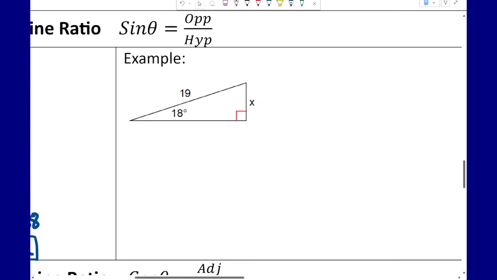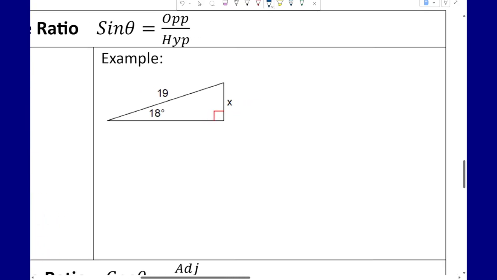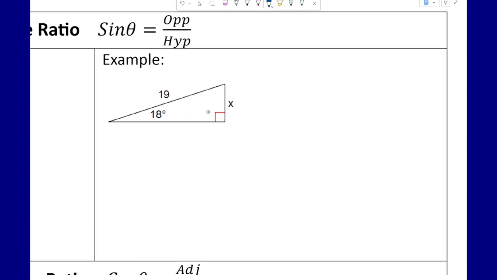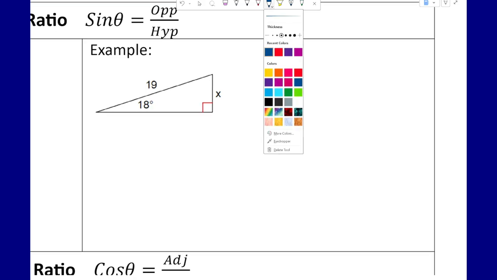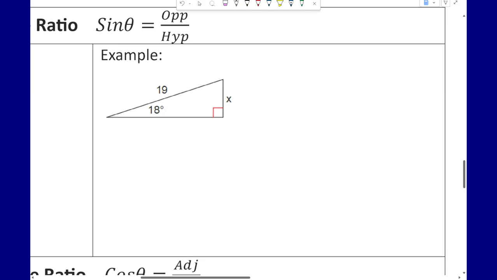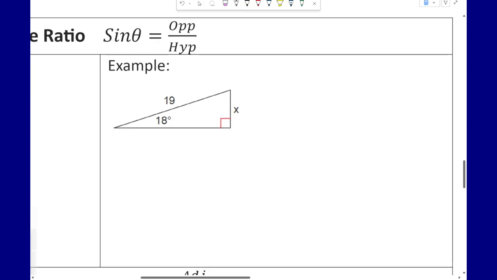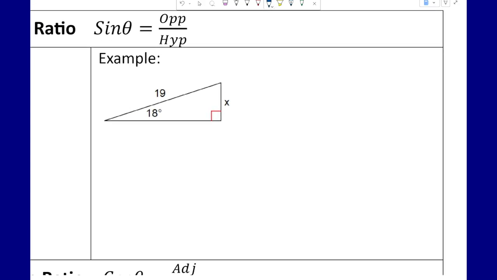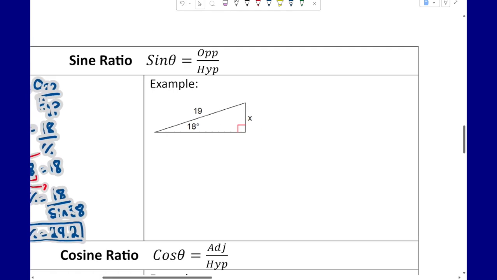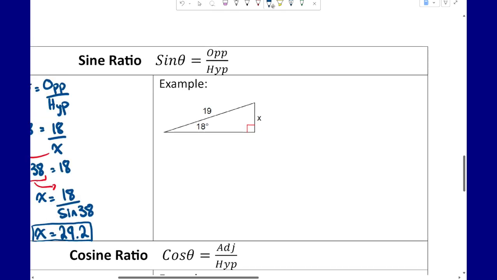Looking at another example for sine, again, we're going to go through the whole process. We're going to label our sides across from the right angle. Across from our right angle, we have our hypotenuse. We have our reference angle. Across from our reference angle is our opposite. And then the last side is our adjacent.